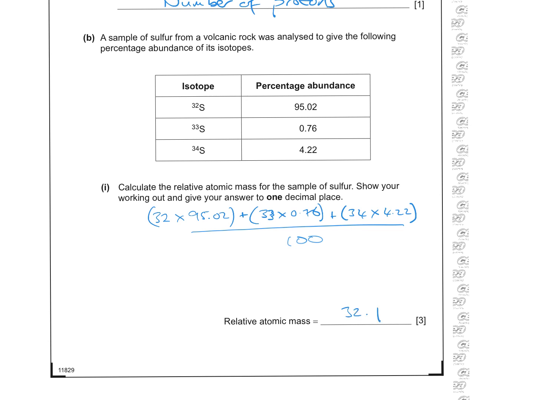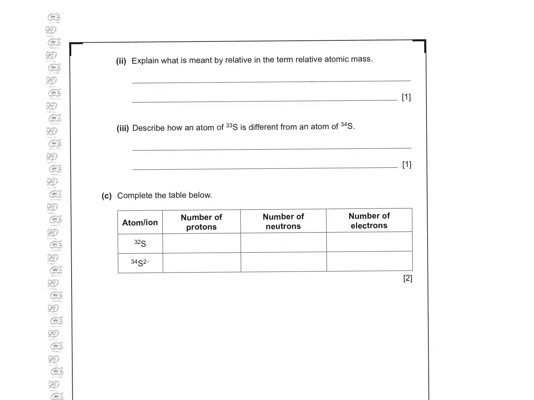Be careful here, it's asked to give the answer to one decimal place. Relative atomic mass just means that something is compared to carbon-12. Part 3, how is sulfur 33 different from sulfur 34? Now they do have different numbers of neutrons. I would tend to specify the actual number of neutrons in each one.